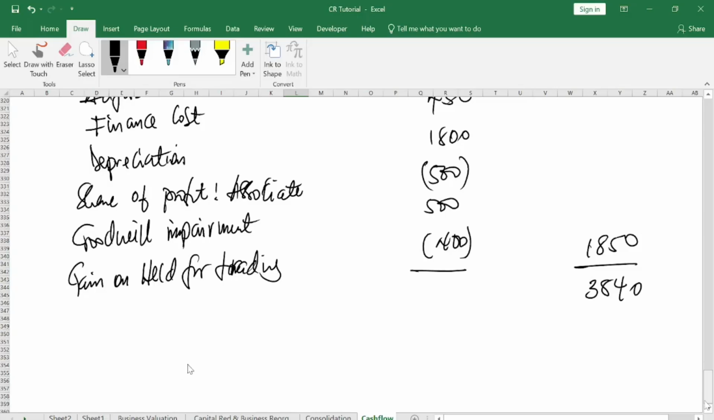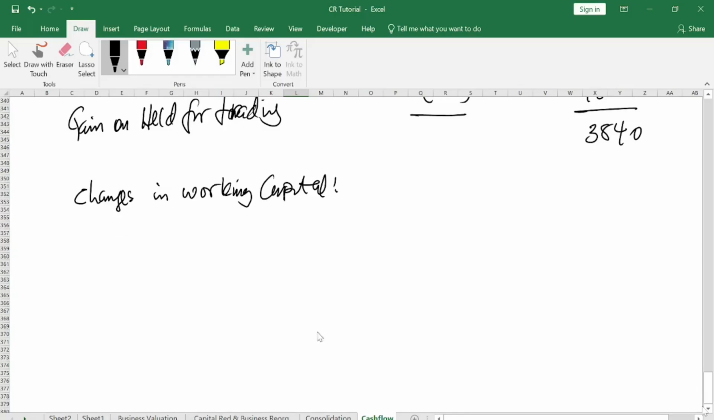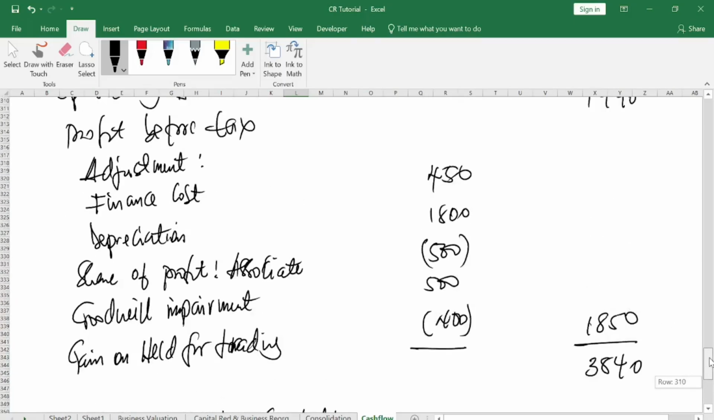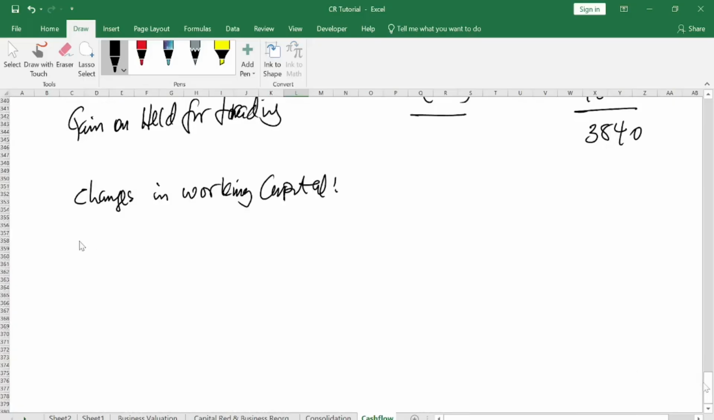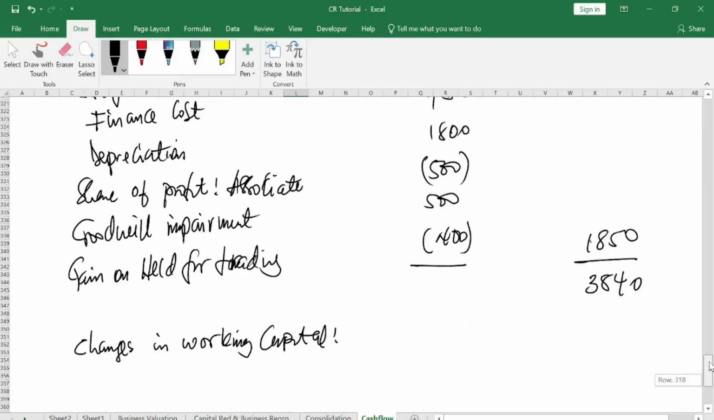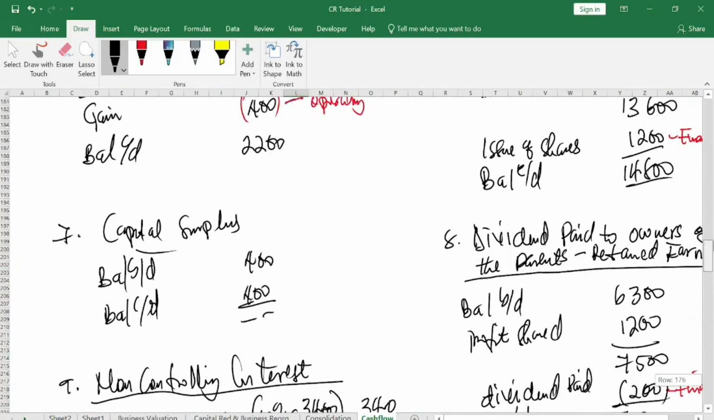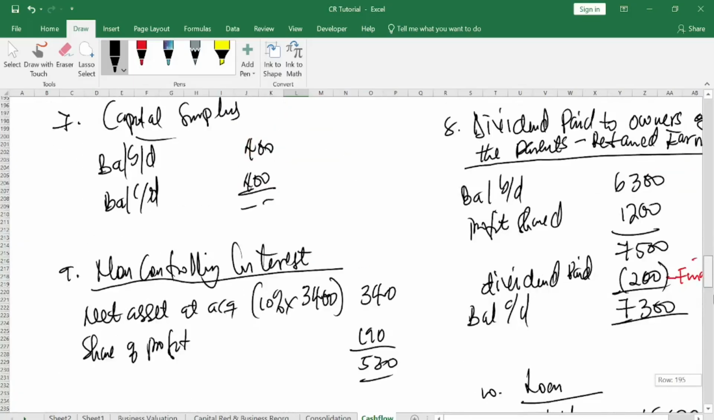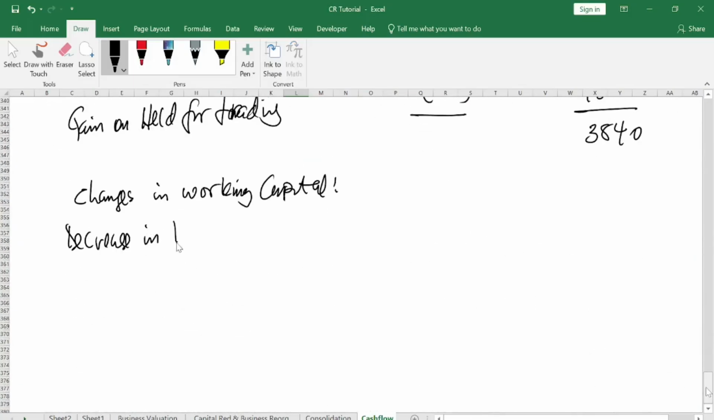So let us now look at changes in working capital. Changes in working capital, they are the what? First one, let's go to inventory. Is it an increase or decrease? Decrease in inventory, right? So you have a decrease in inventory. So for a decrease in inventory, you will add it, 1,600.